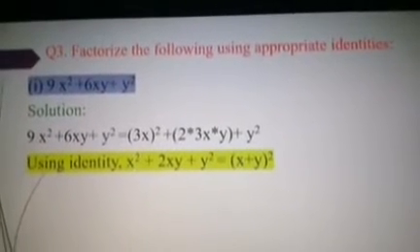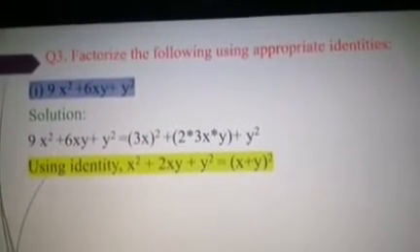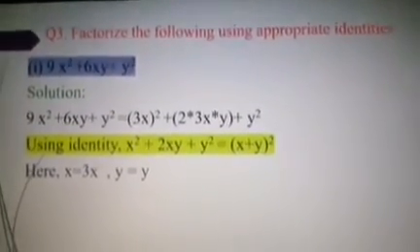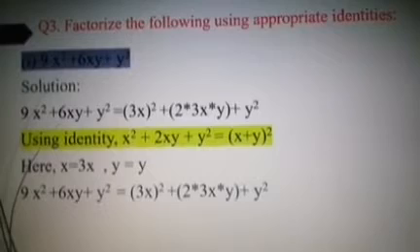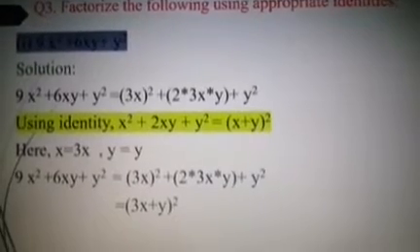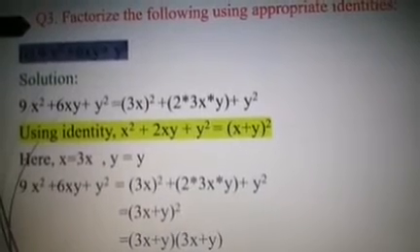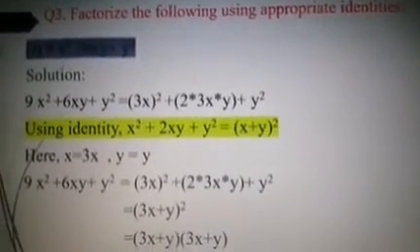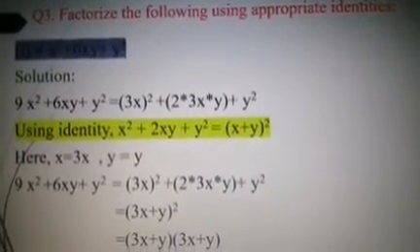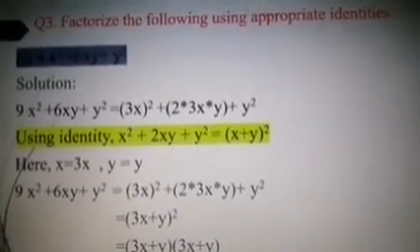I'm going to use the identity x plus y the whole square, which is x square plus 2xy plus y square. Here x is nothing but 3x and y is nothing but y. So the given expression should be equal to 3x plus y the whole square. To factorize it, I'm going to write it twice, that is 3x plus y into 3x plus y. I know this one will be a little bit difficult for you, but as you keep on practicing, you'll be able to solve this sum. Let me take one more example, so that it will be much better for you.